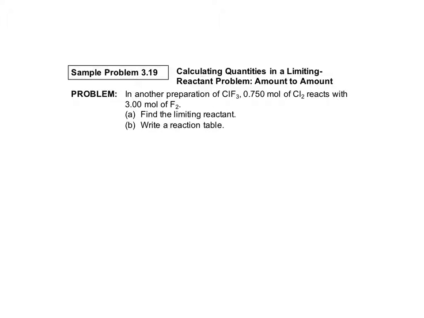All right, this says, in a preparation for ClF3, 0.750 moles of Cl2 reacts with 3 moles of F2. They want us to find the limiting reactant. So the first step here, obviously, is to write our balanced equation. This is going to be one of those problems where we're being asked to find the amount of something totally different from the information that we're given. So let's see what we have here.